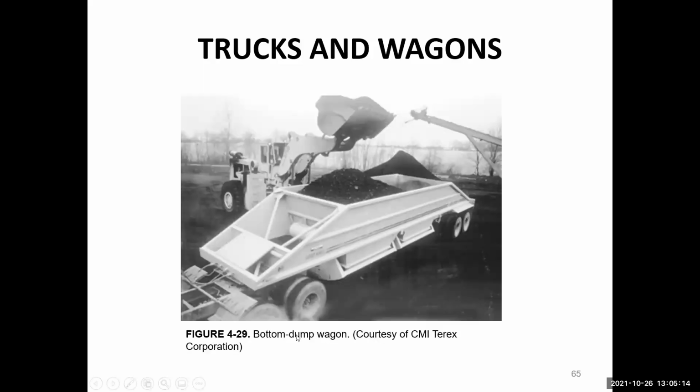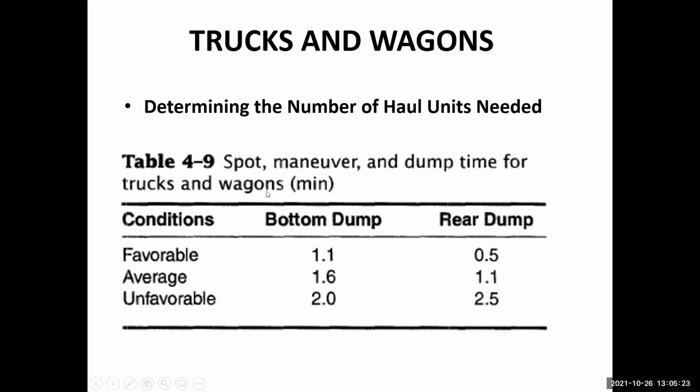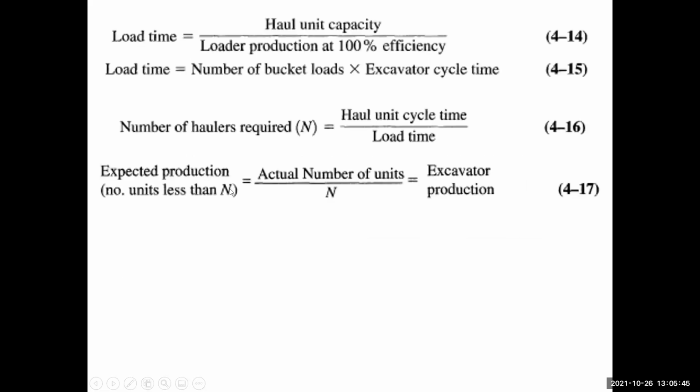Here you can see a bottom dump wagon. Then, how can we determine the trucks and the number of haul units needed? For this, we can use this table for the bottom dump truck and the rear dump truck, which gives us the spot, maneuver and dump time for the trucks and wagons in minutes. This table makes the calculation for the truck relatively simple. For example, the loading time will be the haul unit capacity divided by the loader production at 100% efficiency. Loading time can also be calculated by the number of bucket loads multiplied by the excavator cycle time. Another equation: the number of haulers required will be the haul unit cycle time divided by the loading time.